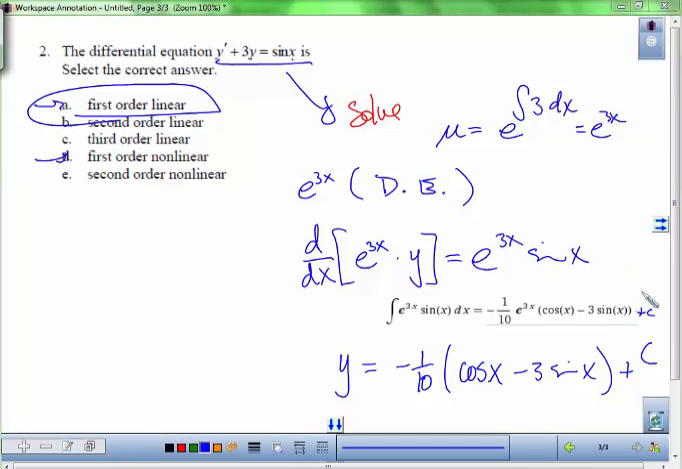So divided by e to the 3x. Okay? So this would be a general solution if there's no initial condition, so we could be done here. Any questions?